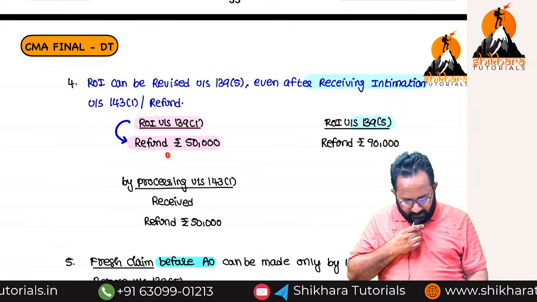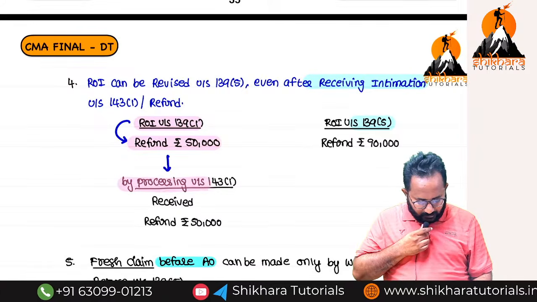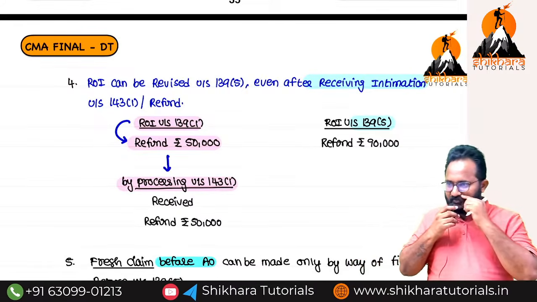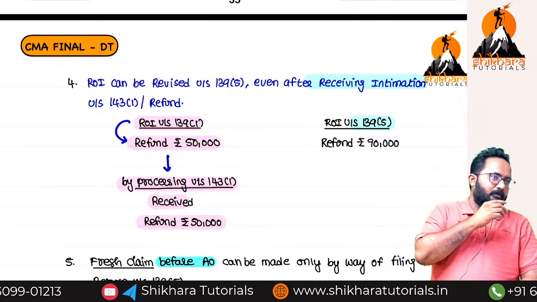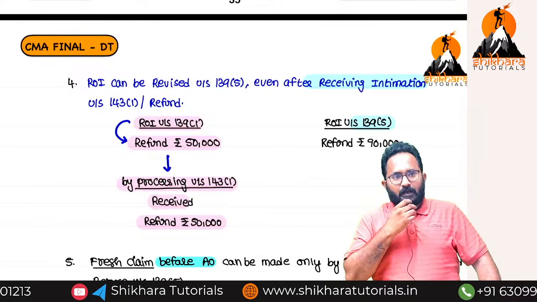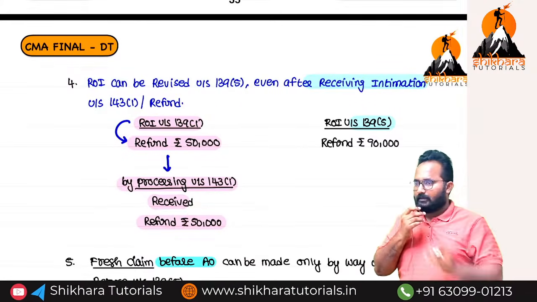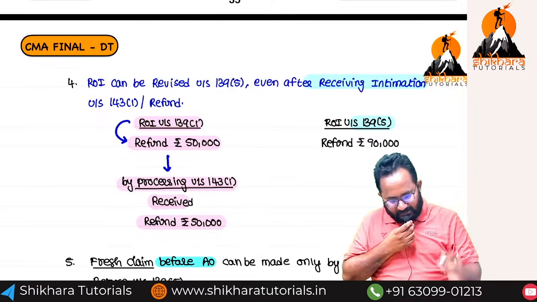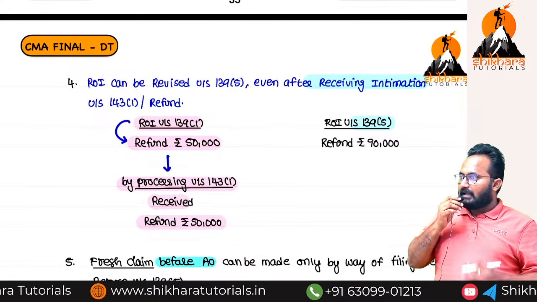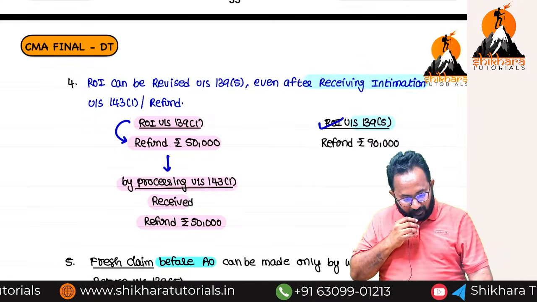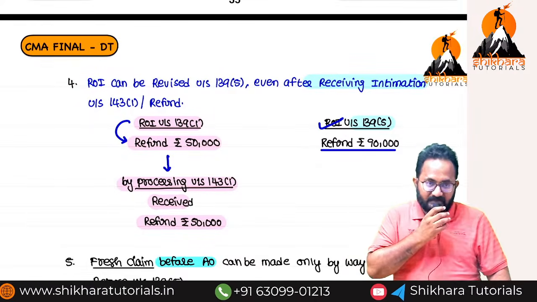Now, immediately after filing this return, processing is also done. Processing means nothing but department-side verification is done. And they gave the refund also, 50,000. Issue closed. After processing, we are getting the refund also. Whatever you place as a refund, they give that refund. But after a few days, our SSC decides, sir, I wrongly placed a refund of 50,000. Actually, I am eligible to take a refund of how much? 90,000. Can he file the revised return?